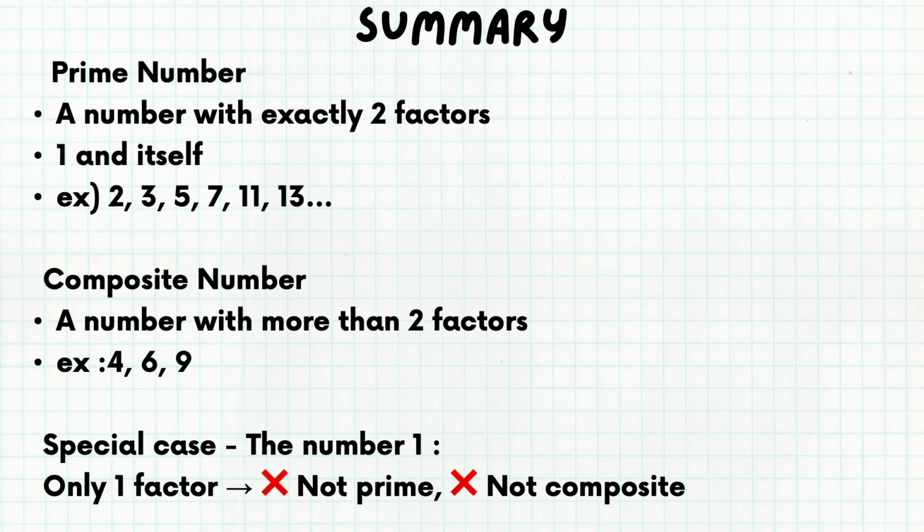Summary for today's lesson. Let's review what we learned today. What is a prime number? A prime number is a number with exactly two factors, 1 and itself. For instance, 2, 3, 5, 7, 11, and 13 are numbers with exactly two factors. What about a composite number? A composite number is a number with more than two factors. Examples of composite numbers are 4, 6, 8, 9, and 10. And the special case is the number 1, because 1 has only one factor. It is not a prime and not composite.